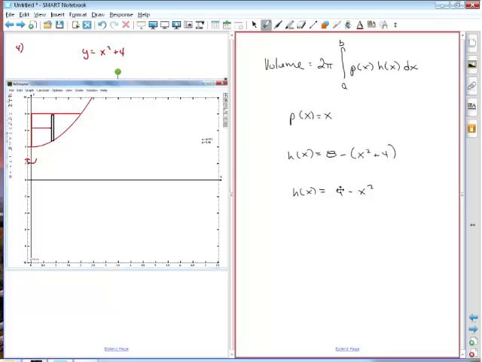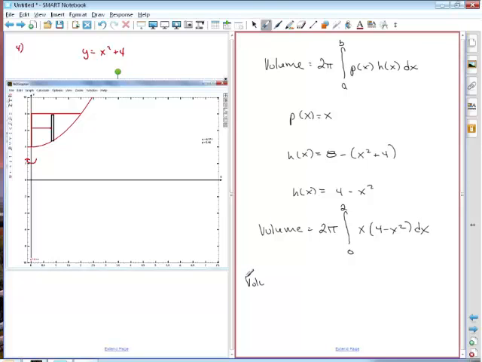At x equals 0, it's 4. At x equals 2, it's going to be 0. So it goes from height of 4 to height of 0, and it follows this relationship. So the volume is 2 pi times the integral from, what are the limits? We go from x equals 0 to x equals 2. So we go from 0 to 2. We have p of x, which is x, times h of x, which is 4 minus x squared, all times dx.